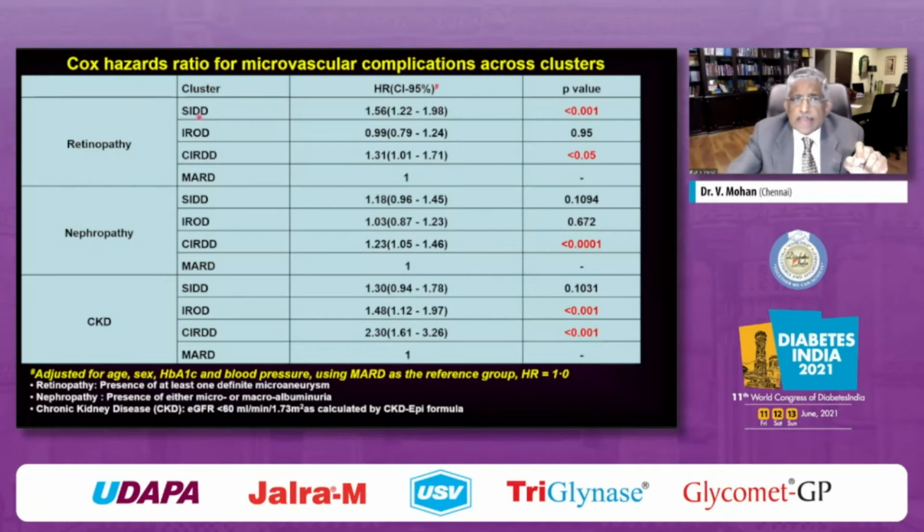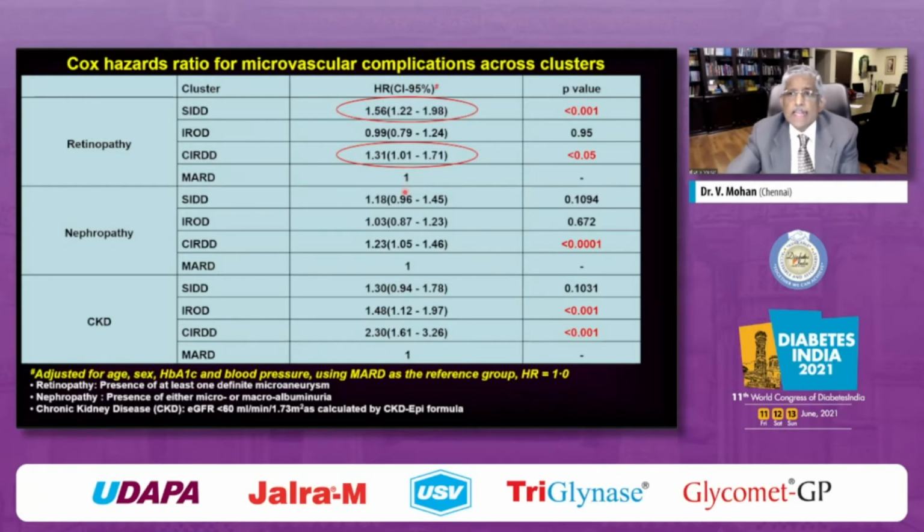For example, the SIDD variety, the lean variety, the insulin deficient variety is supposed to develop more of neuropathy and retinopathy, but not more of nephropathy. And that is what the Scandinavian group showed. We were also able to show the same thing. You see the hazard ratio for retinopathy, it is very high in the SIDD group. But we had one more surprise. The third variety, remember, they also have insulin deficiency. So they are also more prone to retinopathy. That was not known earlier.